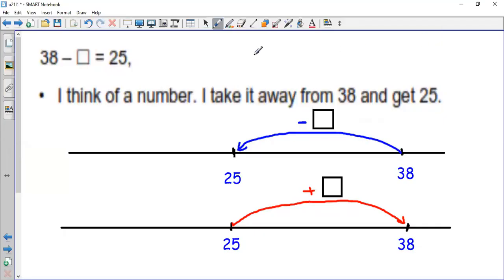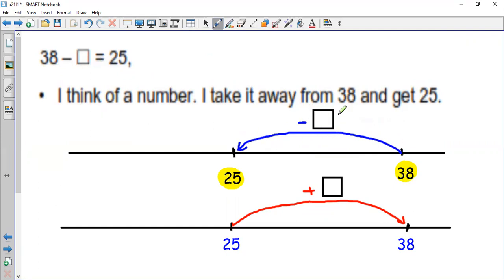Let's have a look at this example. 38 minus what equals 25? I'm thinking of a number. When I take it away from 38, I will land on 25. In other words, I'm starting at 38, I go back some steps, a number of steps, and I land on 25. What is the number of steps that I went back?